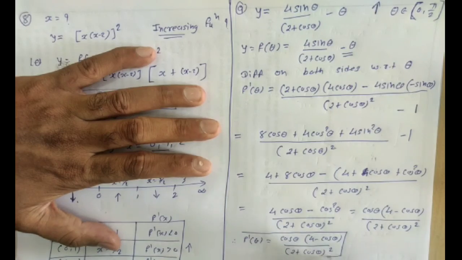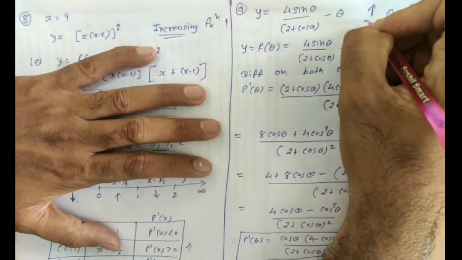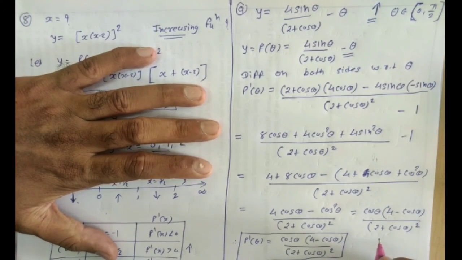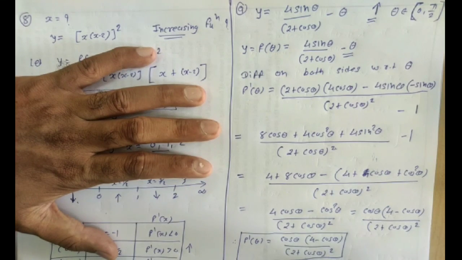Now again, as we discussed last time, to prove that our function is an increasing function, the function is increasing when f dash theta is greater than 0. So here we have 4 minus cos theta.